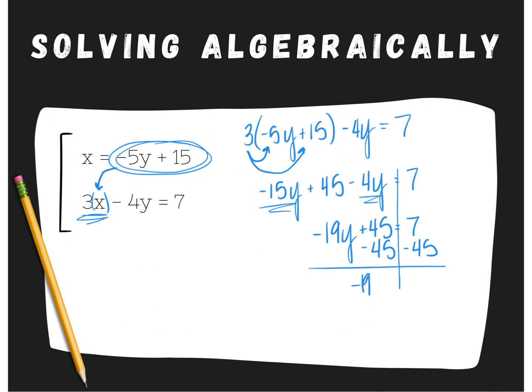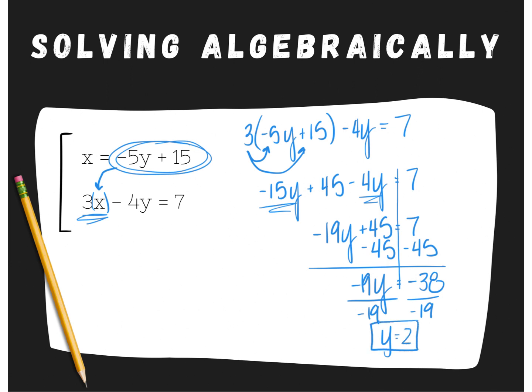On the left side, I still have negative 19y. On the right-hand side, I have negative 38. The last step to isolate y is to get rid of that negative 19, so I'll divide it on both sides, which tells me that y is equal to positive 2.